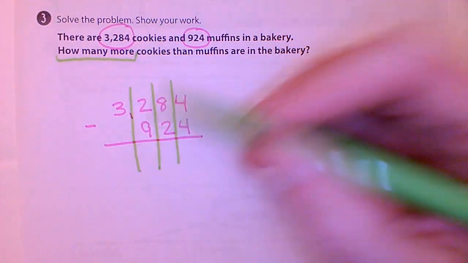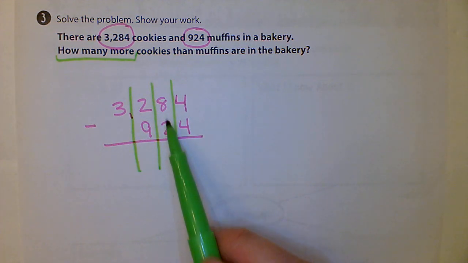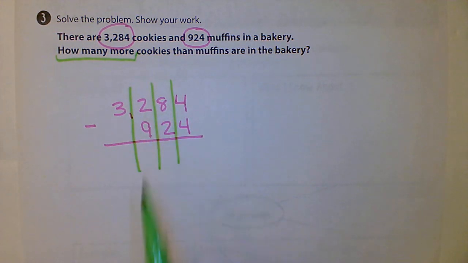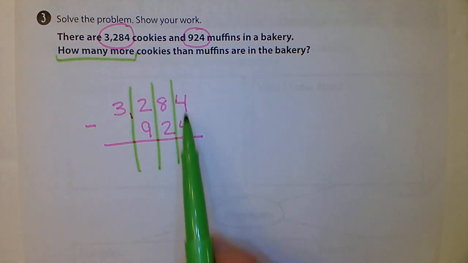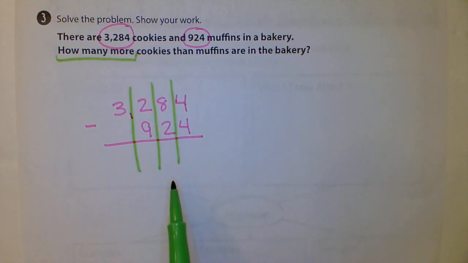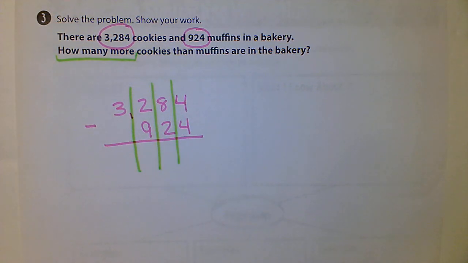I want to point out again that when we line these up, our ones are under our ones, our tens are under our tens, our hundreds are under our hundreds. So you have to be really careful and make sure that you're lining them up on the right side. I definitely noticed last week some of you were struggling and you were lining them up on the left side, and that's definitely not something we want to do. We always line up here, ones under ones, tens under tens, etc.